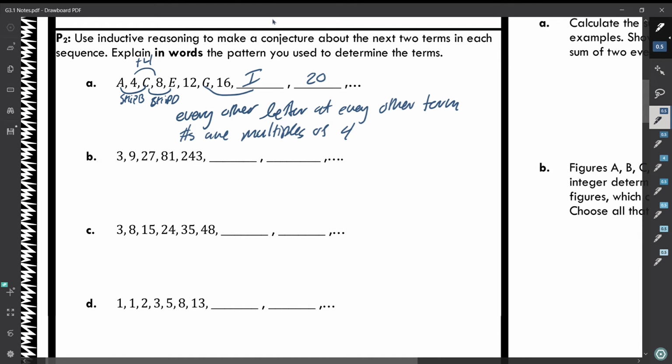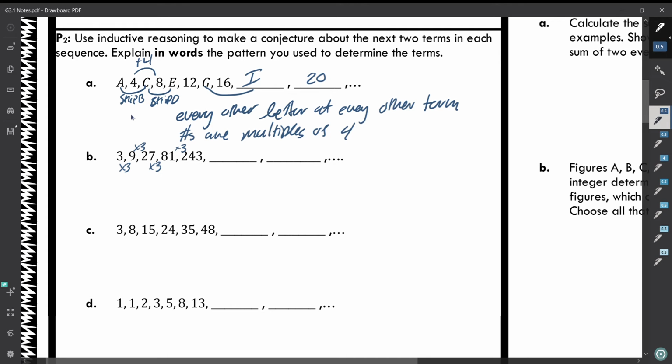Okay. We got all numbers here. So let's see what we're doing. Okay, well, let's see. How do I get from 3 to 9? I can add 6 or I can multiply by 3. Let's try multiply by 3. 9 times 3 is 27. Okay. 27 times 3 is 81. Okay, and then times 3.